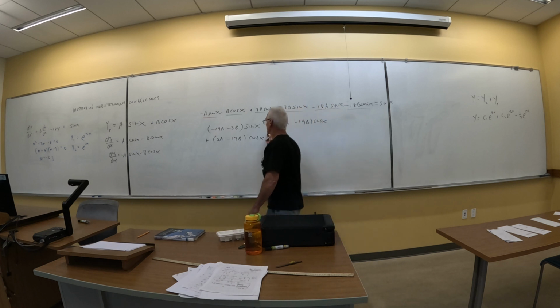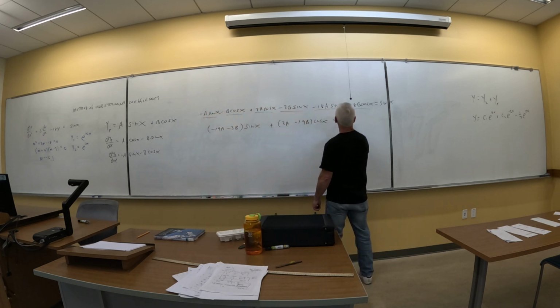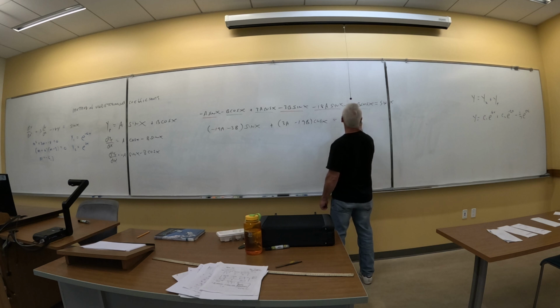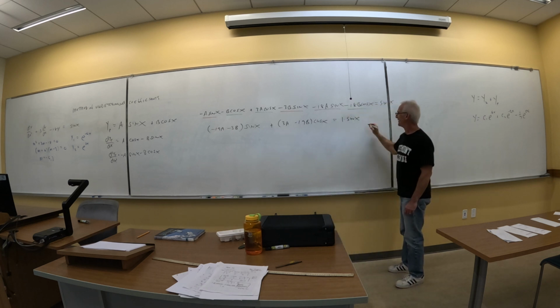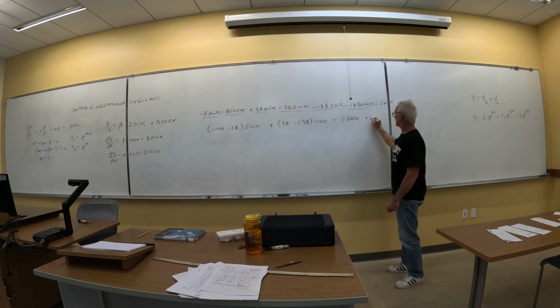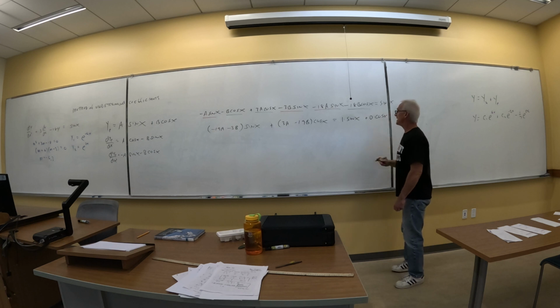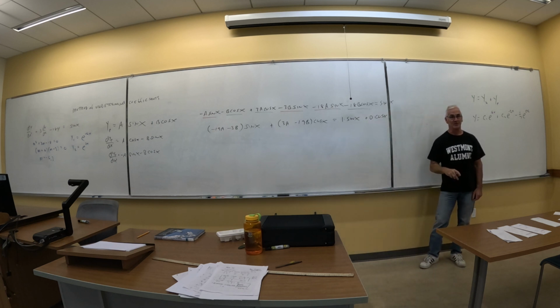Now what does this all add up to? How about if I write it like this? 1 sine plus 0 cosines. Why would I write it that way? Because now I just have to equate coefficients.